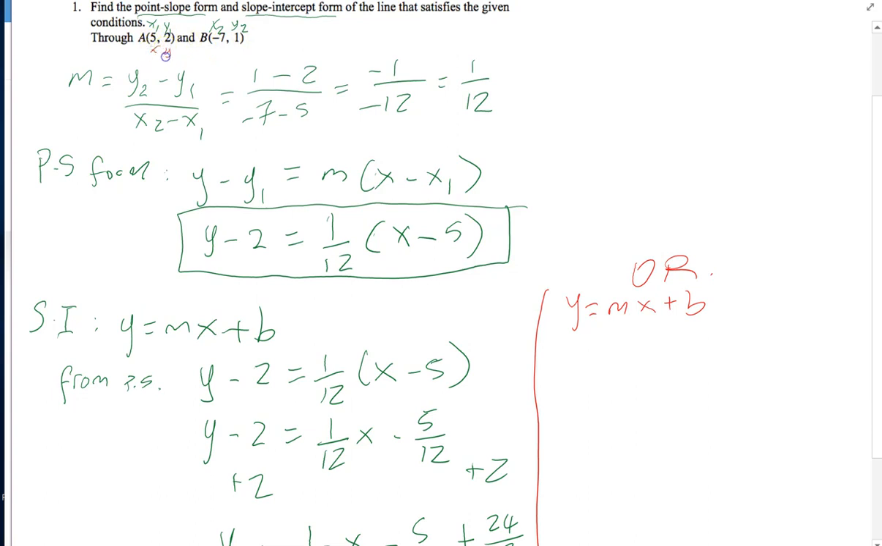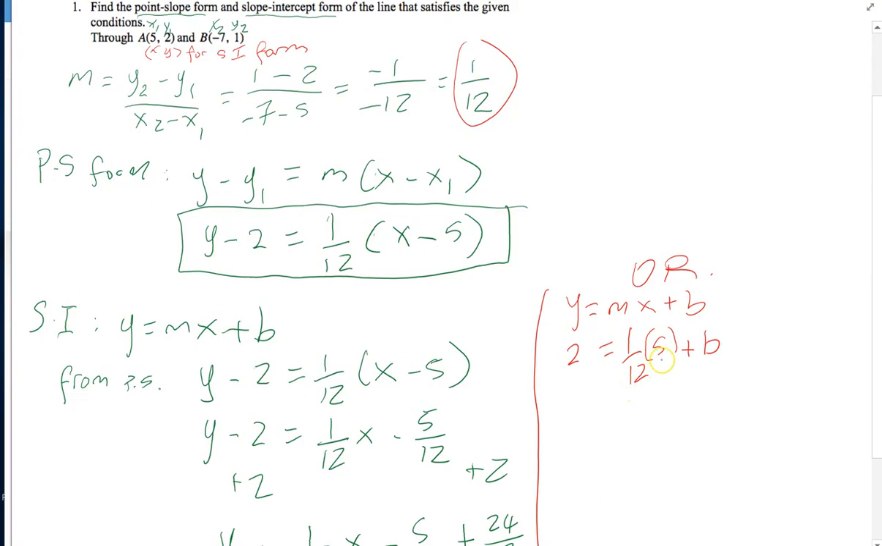Let's say point A was your x and y, and this is for your slope-intercept form, not for the point-slope form. So replace this y with 2 is equal to m, which we already calculated was 1/12, times x plus b. But we know that x was 5.